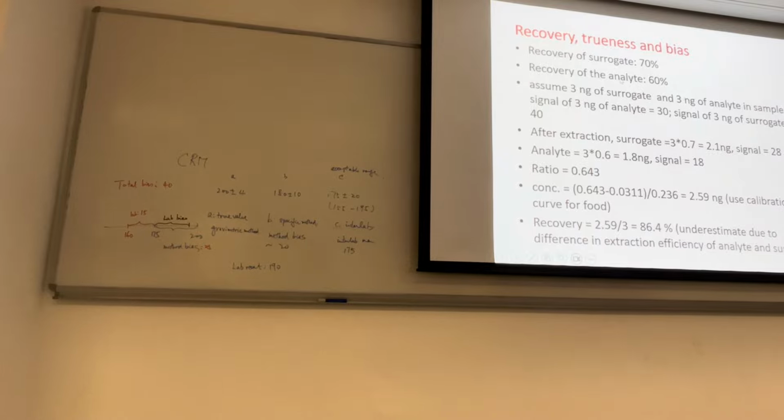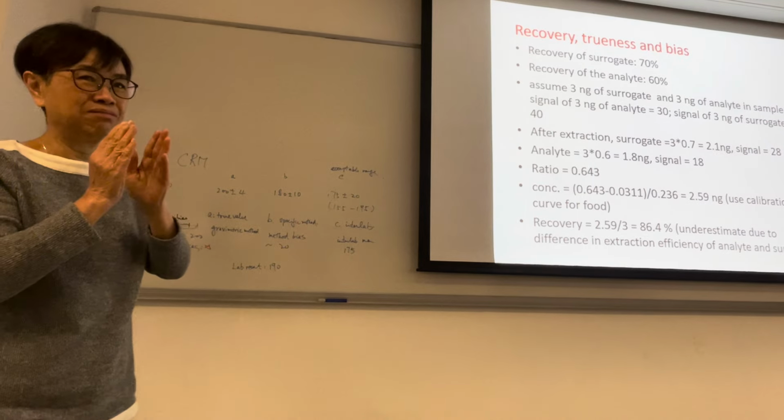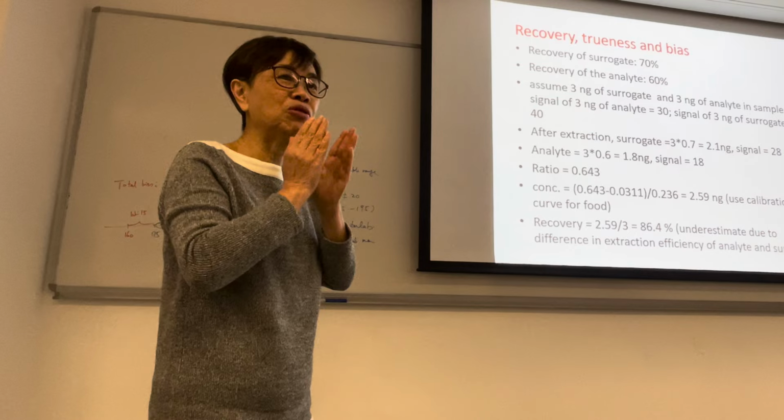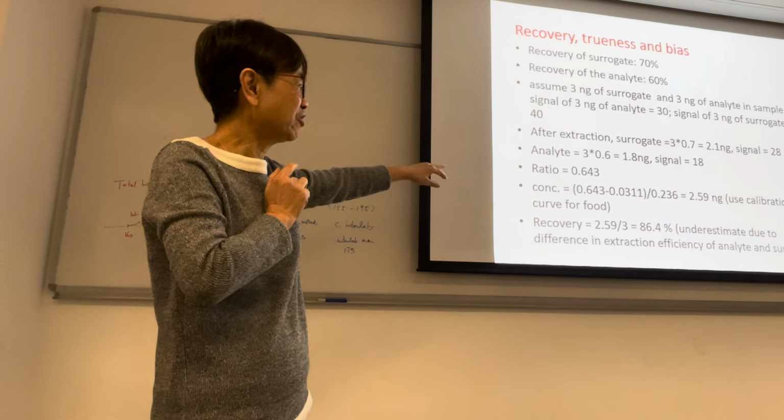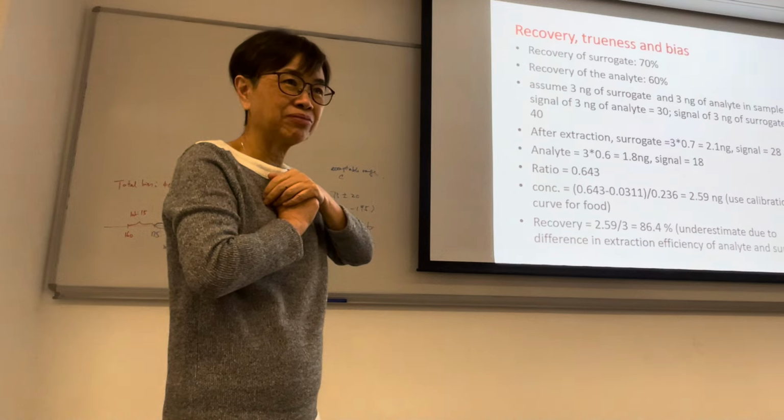So another one: recovery of surrogate is 70, analyte 60, then just the reverse. After extraction, the ratio will only be 0.645. The result will then be 2.58. And then the recovery will be 80 something, 86.5, okay? So the result will be an overestimate or underestimate. But no matter which, you can still see that the quantified result is 2.59.